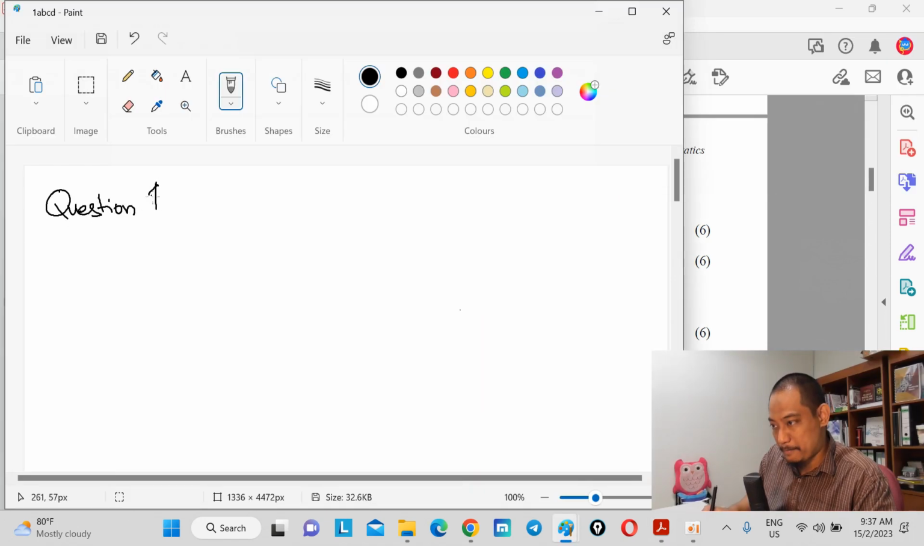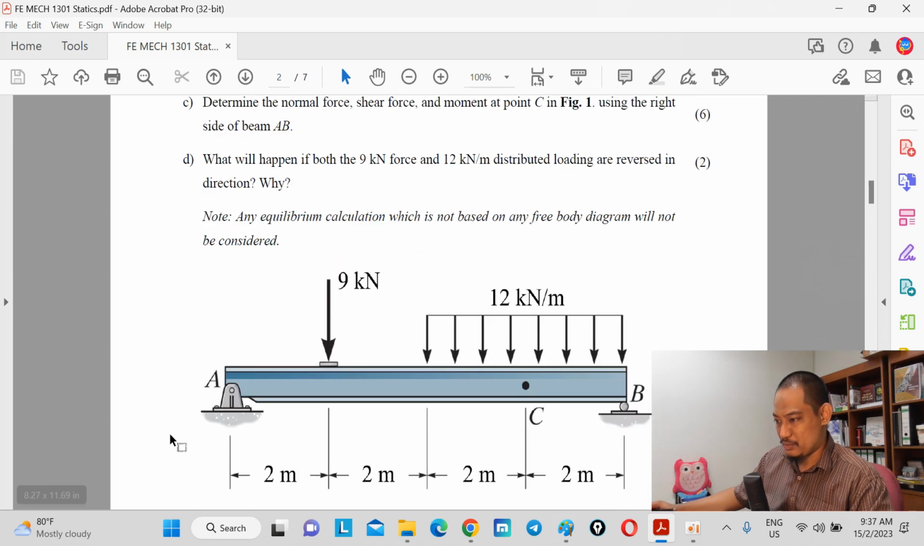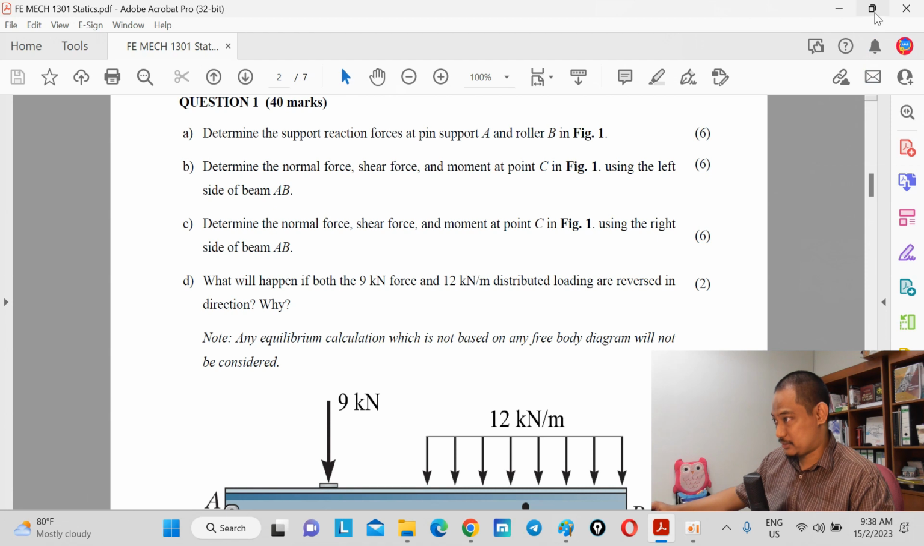Question 1. So in question 1, of course, we have A, B, C, D. Determine the support reaction forces at pin support A and roller B. So this is the pin support; you have Ax and Ay, and then you have the normal reaction at this roller, right? Now, here you can also see you have this distributed loading.